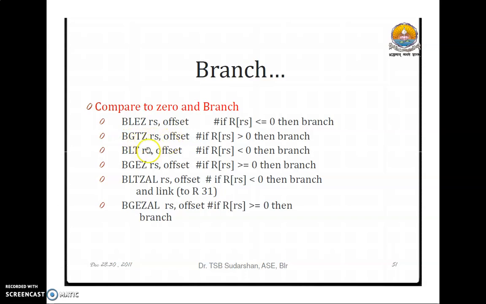Then greater than 0. This is less than. Then branch if less than. These are self-explanatory. They all do the same operation to the PC: they modify the PC with the branch. You can make note of these instructions. From the acronyms itself, it is clear. BLTZAL means branch if less than 0 and link. This will be used when there is a procedure call which has to be made on a conditional basis.